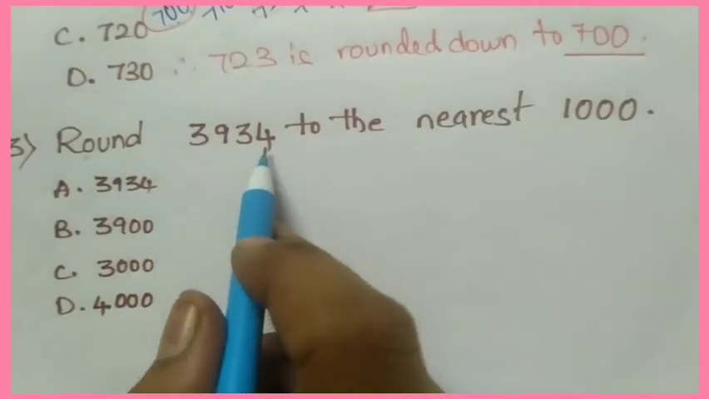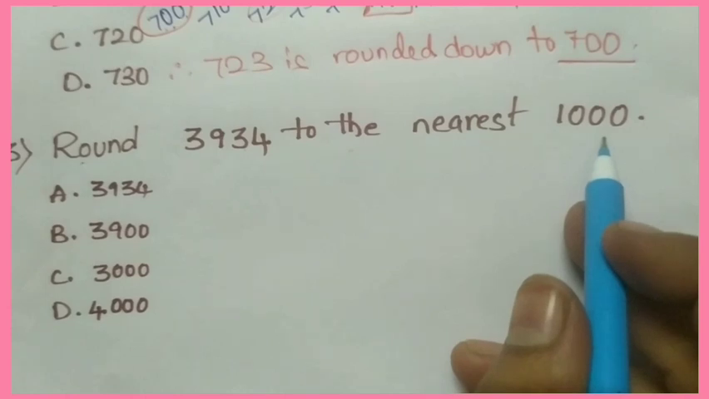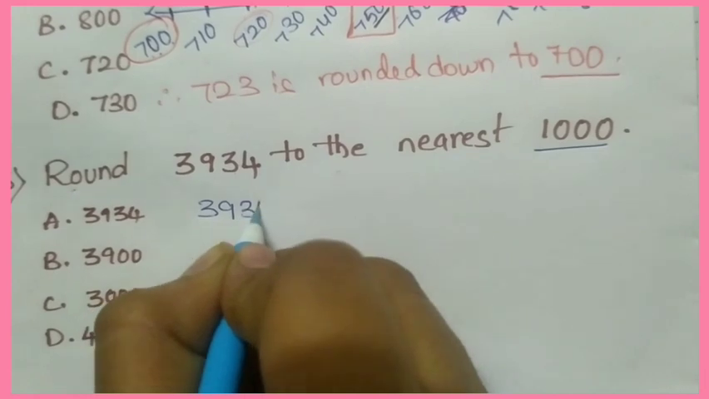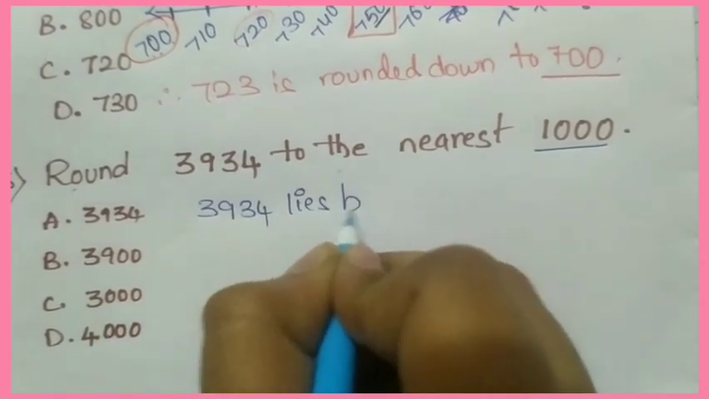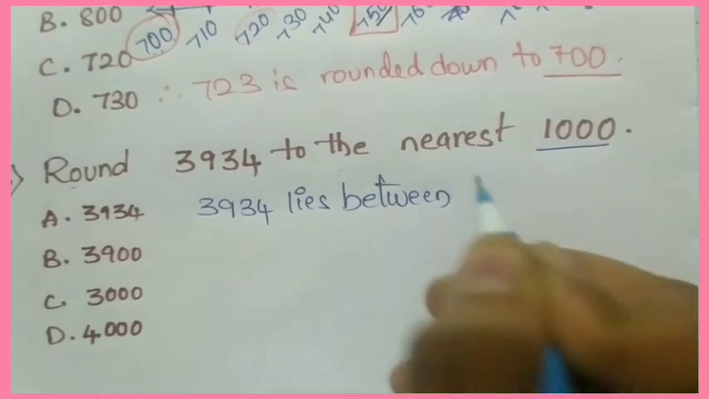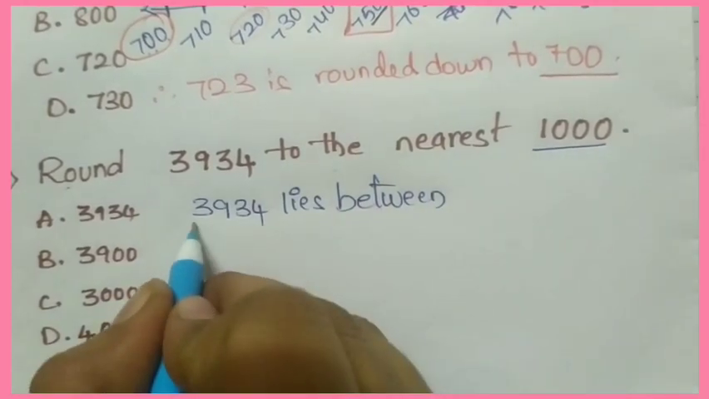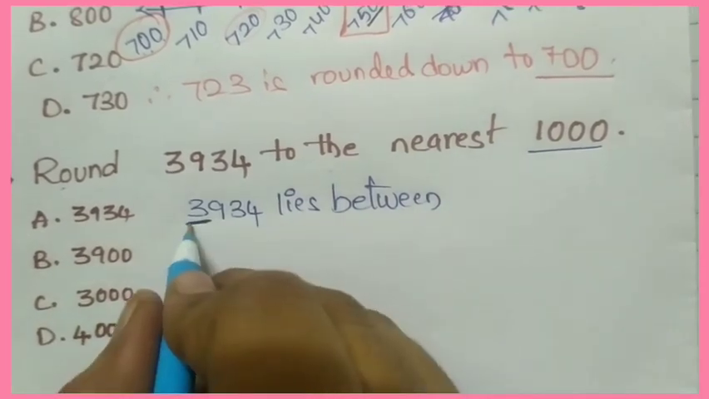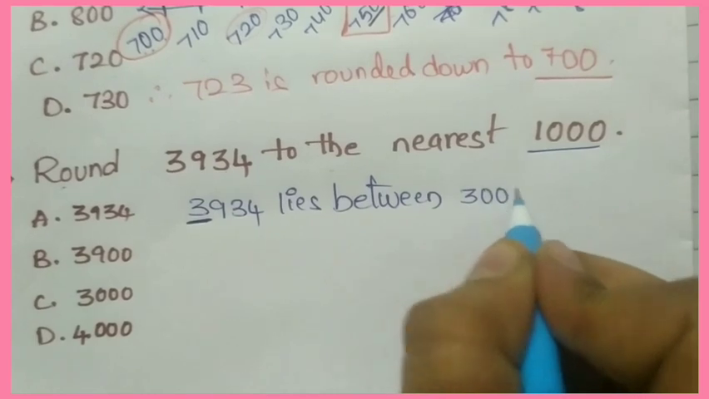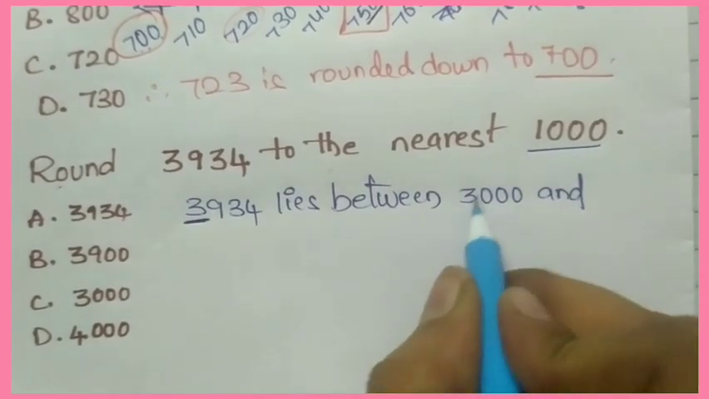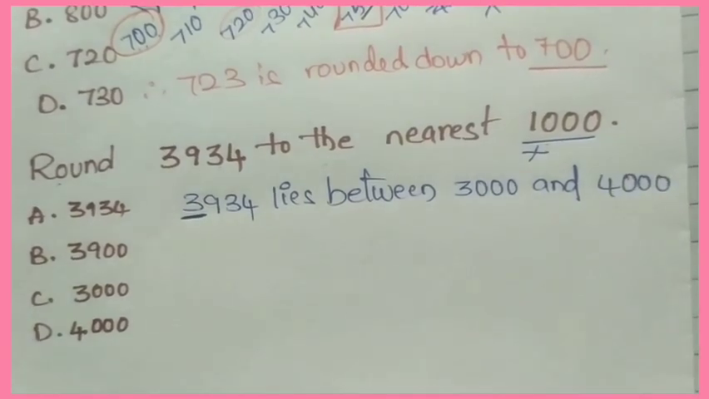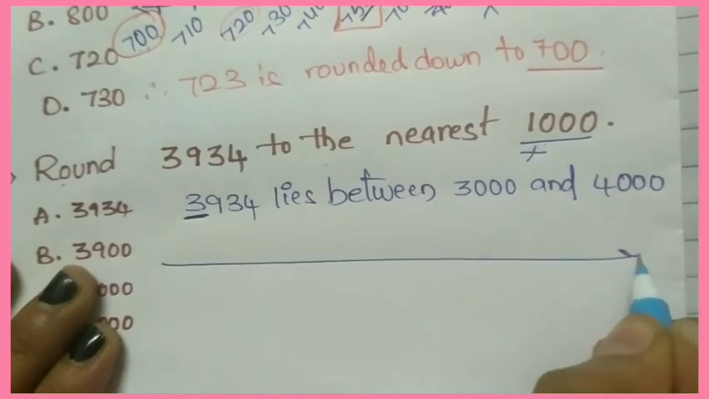Now look at the third. Round 3934 to the nearest 1000. So 3934 lies between... look here, children, thousands is given, so we have to check the thousands place. What is the digit in the thousands place? 3. What is the place value of 3? 3000. Add 1000 to 3000: 4000. So we get 4000 here.